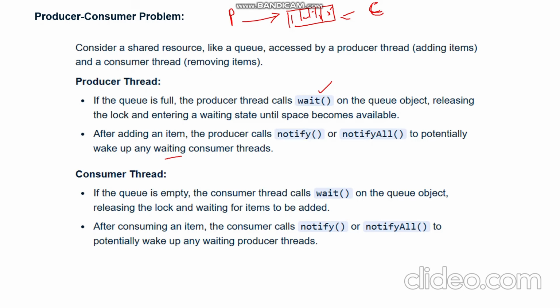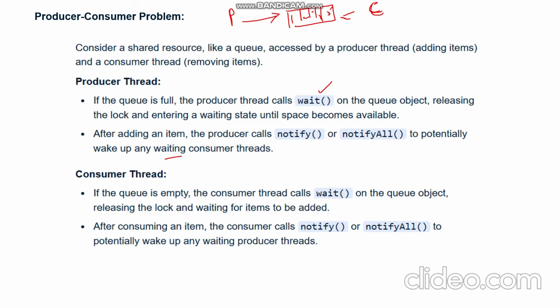If a queue is empty, the consumer thread calls into the waiting state on the queue object. Assume this queue is empty, there are no elements. From this point of view, the consumer will enter the wait state. Why? Because there are no elements. Whenever the producer adds an element into the queue, only then can the consumer take the data and do the corresponding operation.